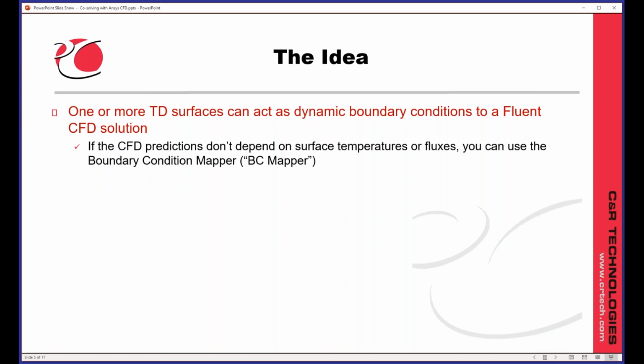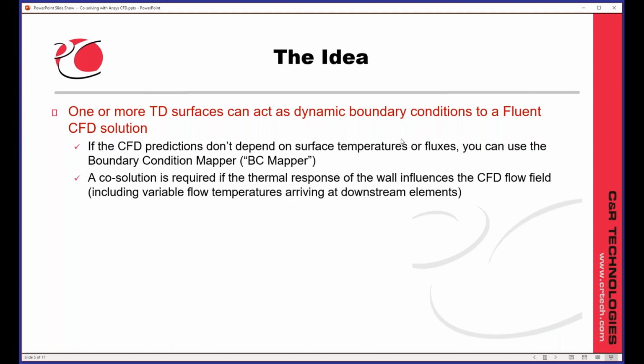If you do have CFD predictions that really don't depend on surface fluxes or temperatures, then you really can run them in separated mode and use the BC mapper, the boundary condition mapper in TD. But there are a lot of cases, including that kegerator, or any other natural convection for that matter, where a co-solution is required because the thermal response of the wall influences the CFD flow field. And that may not even influence the flow field, but just the energy field, the temperature of the fluid, such that the temperatures downstream of some wall elements are influenced by what's upstream. So that would also require a co-solution. And I'll give you an example of that in a minute.